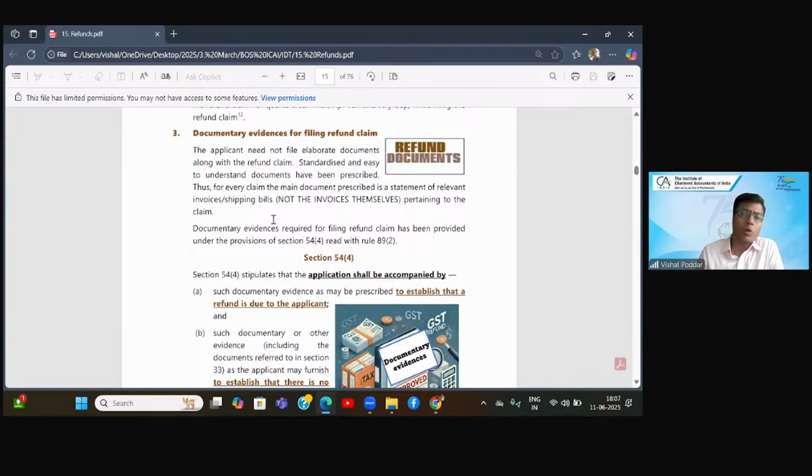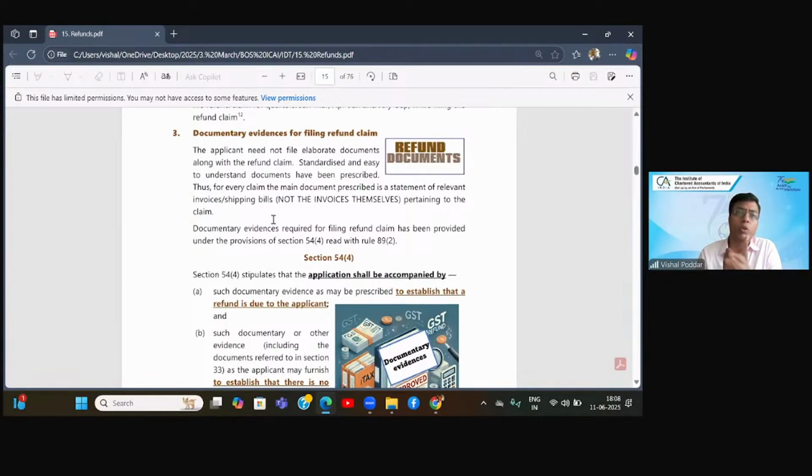Next part is, obviously, if you want a refund, you should justify two things: one, that a refund is eligible, and two, that you are eligible for it. These are two different things which you have to make out on the basis of documentary evidence. So one, a refund is eligible. That is how you'll make it out. For that, you know the reasons for refunds, so you'll have to prove that one of those reasons has actually happened. That you have to prove through documents.